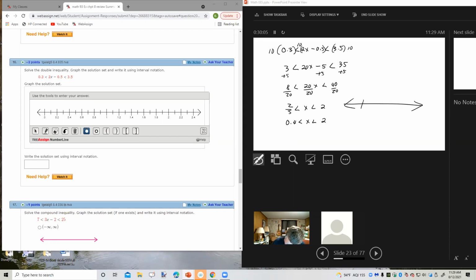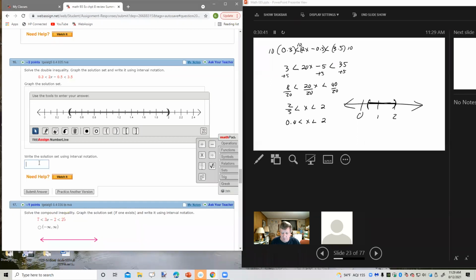Let's see, 0, 1, 2. We're going to have parentheses at 2 and parentheses at 0.4 and a solid going in between. So parentheses at 0.4, okay, and then parentheses at 2. Now, how do I get that line in between? Let's see what happens here. There we go. All right. Does that look right? Write the solution, interval notation. It would look like this.